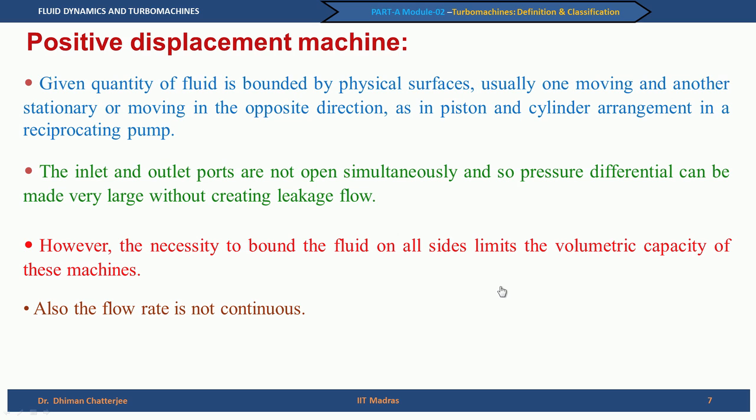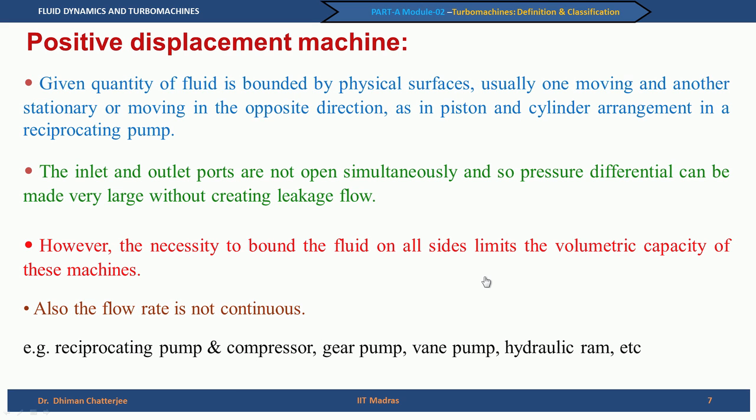And as I had already mentioned, the flow rate is not continuous here. It is discrete, as you could see in the case of the reciprocating pump, and even in the case of gear pumps there will be ripples, however small the ripples can be. Examples: reciprocating pumps and compressors, gear pump, vane pump, etc. Now, we know what positive displacement machines are. Let us look at some aspects of turbo machines in the same way.